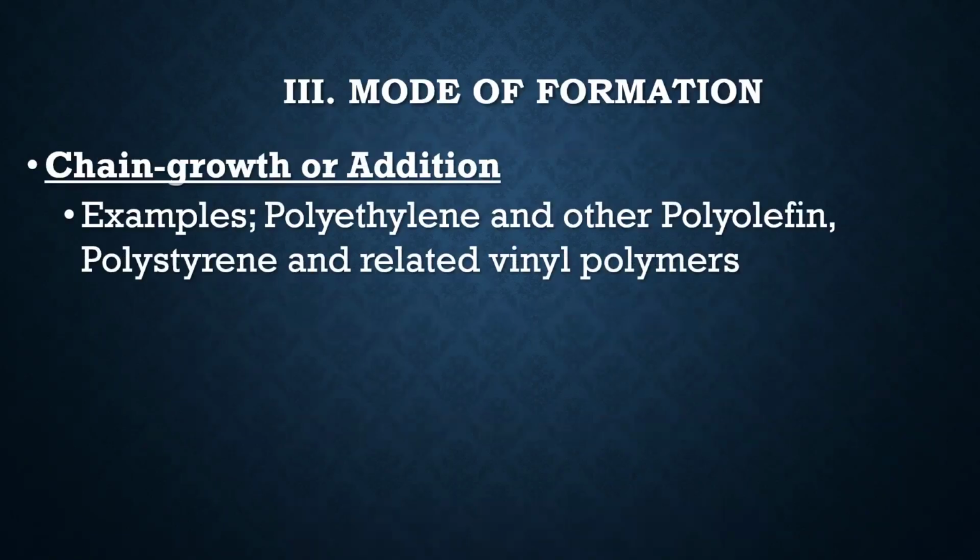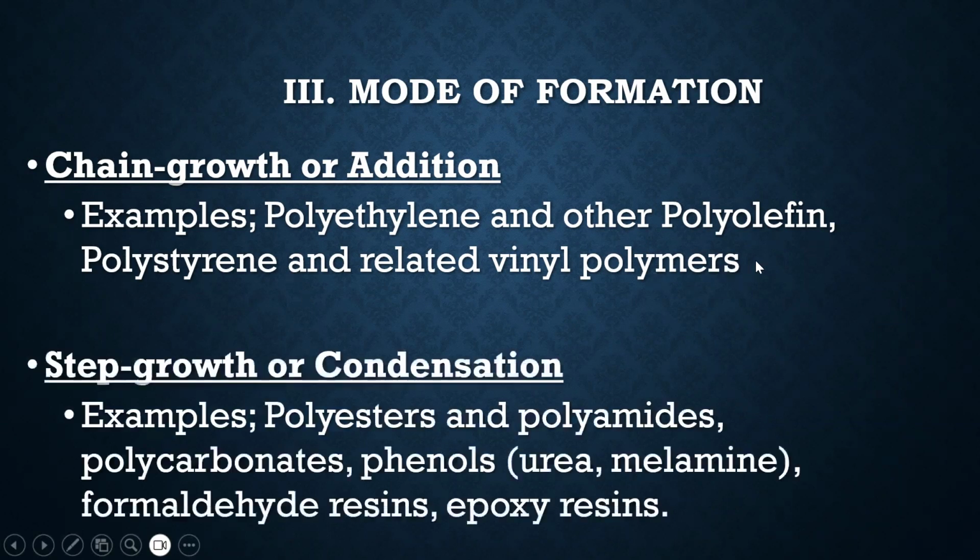So examples of a chain growth or addition polymerization, like the polyethylene and other polyolefins, polystyrene, and related vinyl polymers. Examples of a step growth or condensation polymerization, the polyesters and the polyamides. As you can see, there is a functional group in each one. Polycarbonates, phenol, urea and melamine formaldehyde resin, and the epoxy resin.